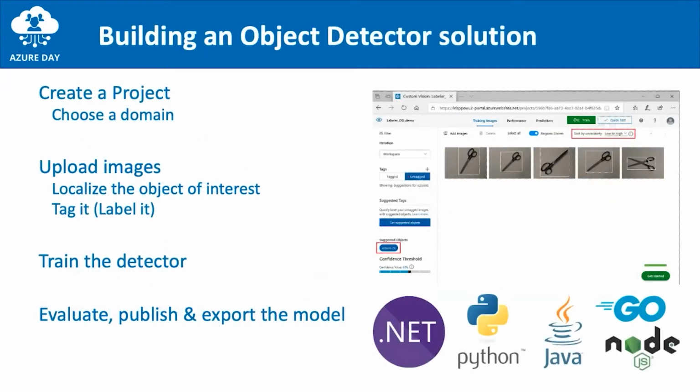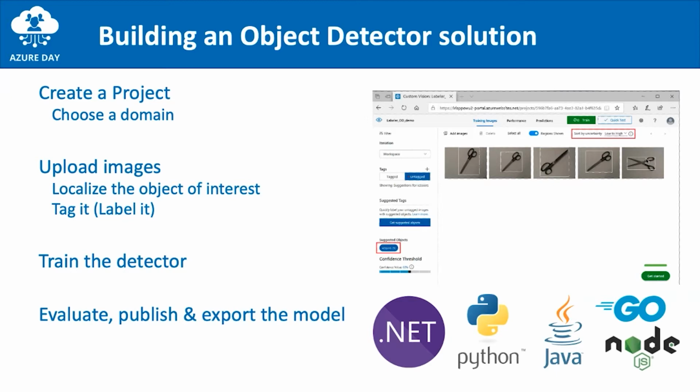Okay, so basically that's the whole theory that I would like you to know. Then let's go a bit to practice. What are the steps that are involved when you would like to build an object detector solution? Well, basically there are 4 steps.